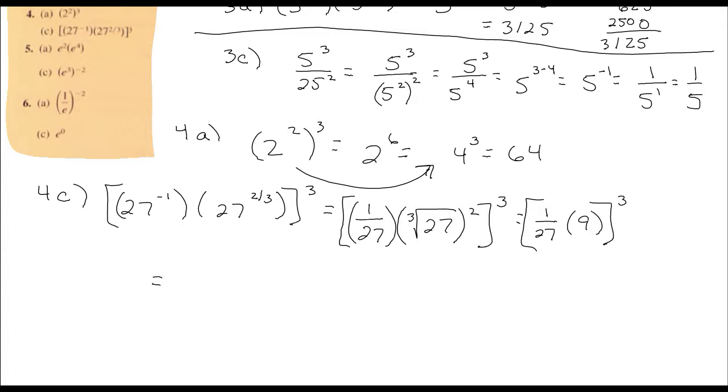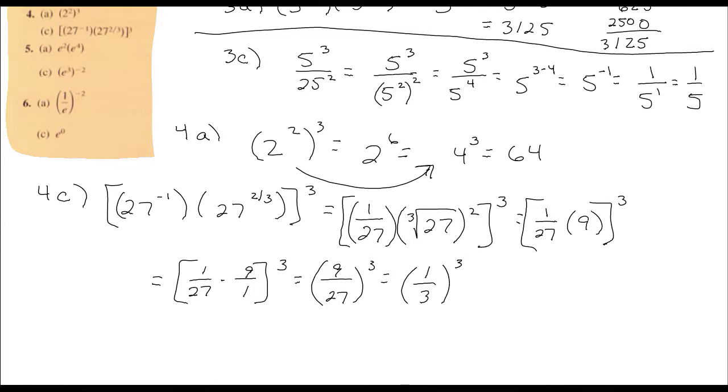Okay, now inside the brackets, I'm going to write this as 1 over 27 times, instead of 9, I'm going to say 9 over 1, because that's how I think of it in my head, which means 9 over 27. Okay, 9 over 27 reduces to 1/3. Okay, now when you have an entire quantity like that, something divided by something, you can distribute the exponent. So this would be 1 cubed over 3 cubed. 1 cubed is just 1, and 3 cubed is 27. So your answer is 1 over 27.